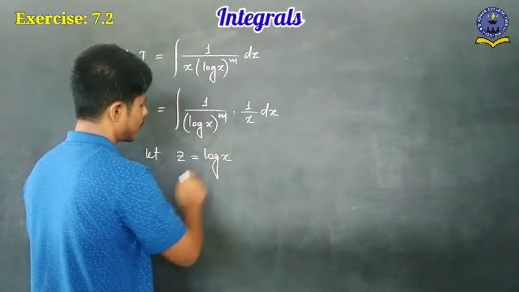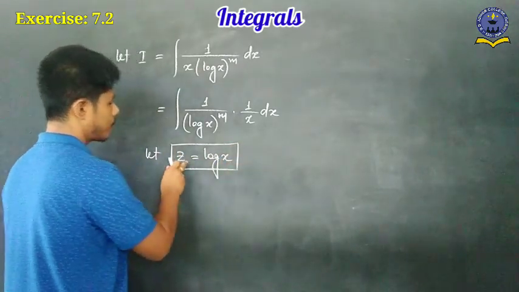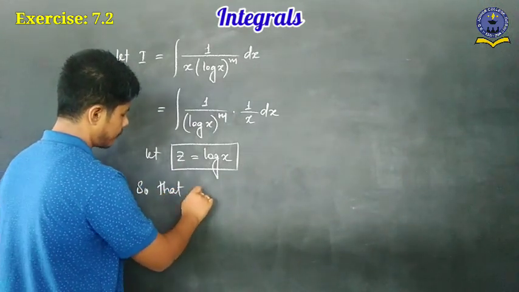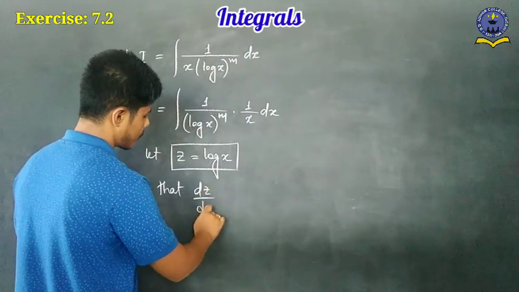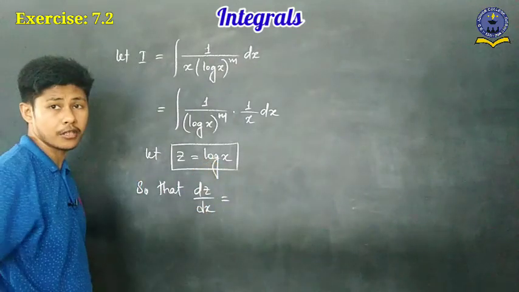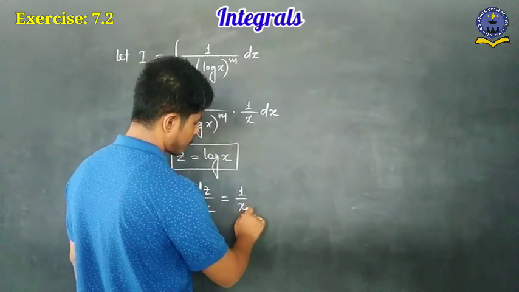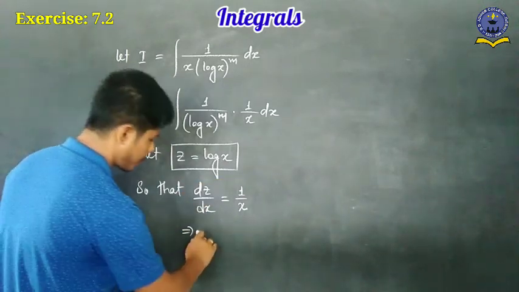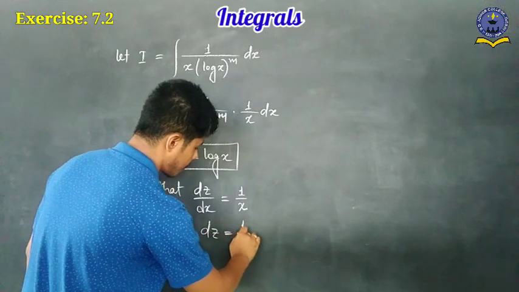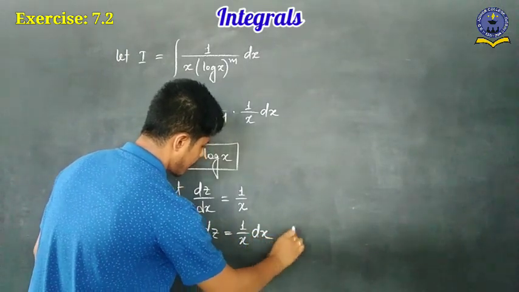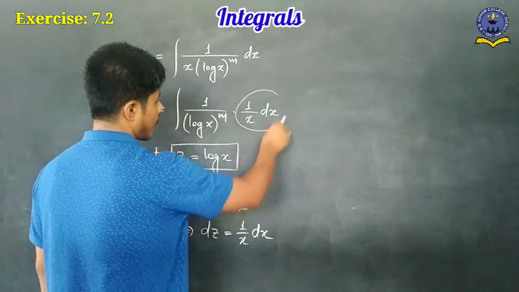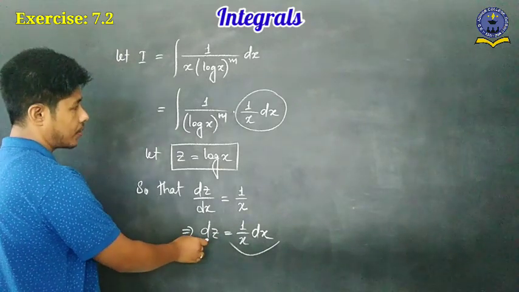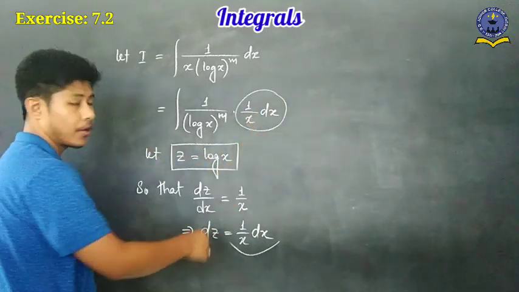If you substitute z equal to log x, then what do we get? We differentiate with respect to x: dz by dx equals d/dx of log x, which is 1 by x. Is it clear? Now if you cross multiply dx, you write dz equals 1 by x dx. So in place of this 1 by x dx, we can easily write dz.